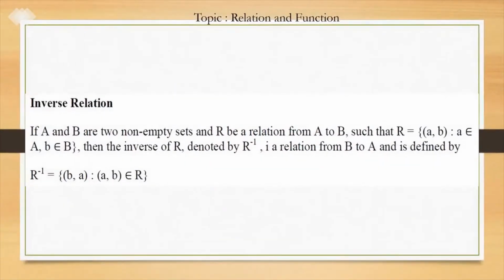Next is the inverse relation. I read the definition. If A and B are two non-empty sets and R is a relation from A to B such that R is equal to the set of all ordered pairs (a, b) such that a in A and b in B, then the inverse of R is denoted by R raised to minus 1. We read it as R inverse. That is a relation from B to A. It is defined by R inverse is the set of all (b, a) such that (a, b) belongs to R.